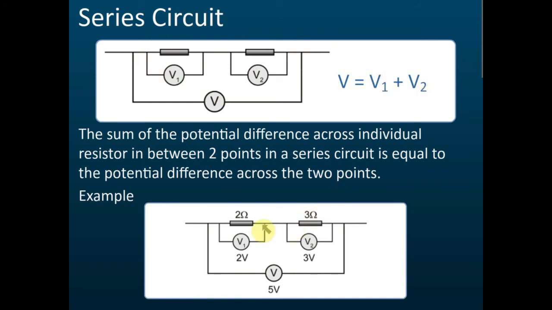Okay, for example, this 2 ohm, this 3 ohm, if the potential difference is 2 volt, this one is 3 volt, then the potential difference across these two resistors from here to here is 2 plus 3 equal to 5 volt. That is for series circuit. Series circuit: V is equal to V1 plus V2. That's the very first thing that you need to know.